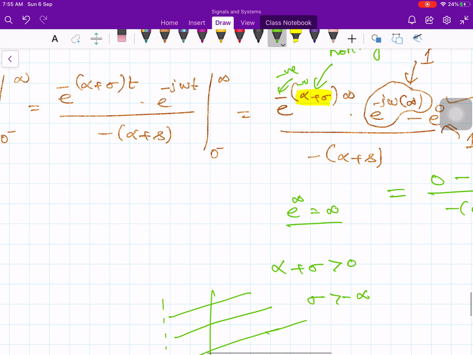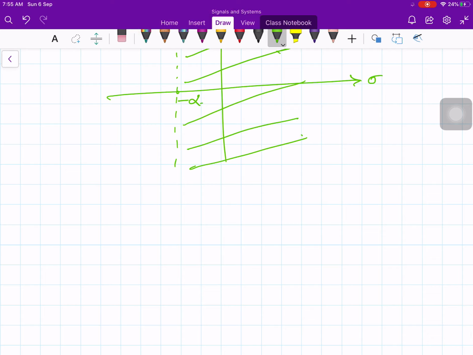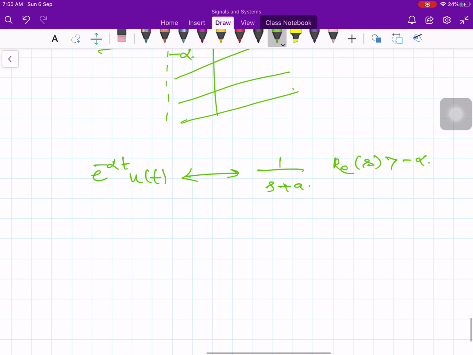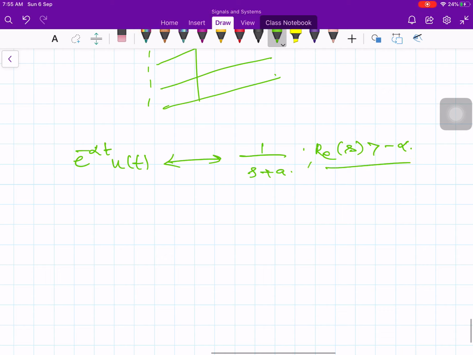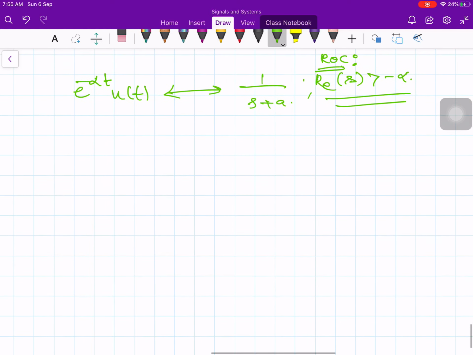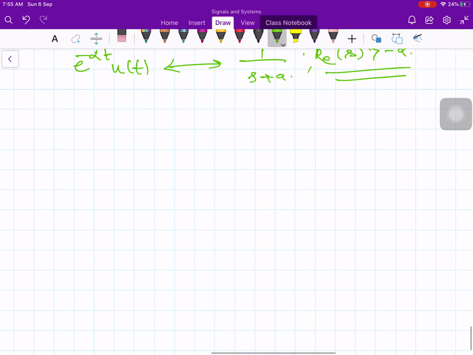Therefore, e to the minus alpha t times u of t, if you take the Laplace transform, is 1 over s plus alpha, and the real part of s is greater than minus alpha. So always you should mention the ROC. This is my ROC, region of convergence. Here we are taking alpha to be real in this case.